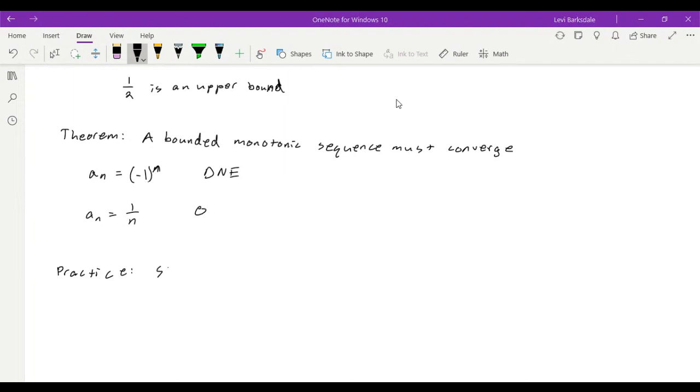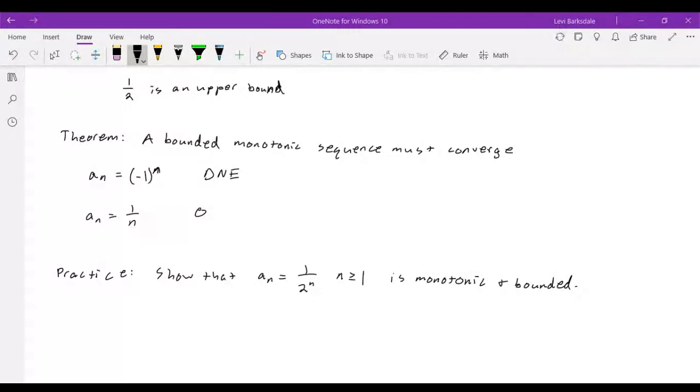Practice. Show that the sequence a sub n is equal to 1 over 2 to the n, where n is bigger than or equal to 1, is monotonic and bounded. And I will give you a minute or two to work on that.